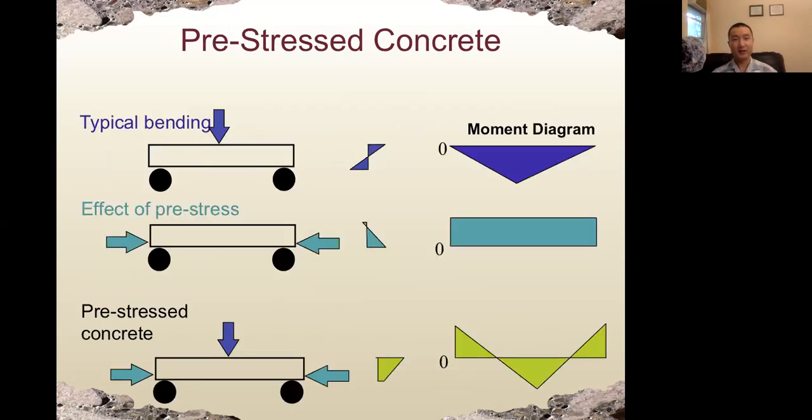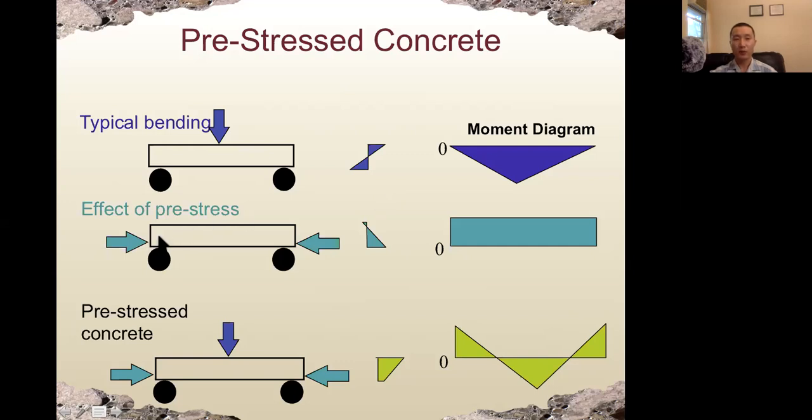All right, and this slide is showing us the idea of pre-stressed concrete. The picture on the top shows the concrete beam in typical bending. And we know how to draw the moment diagram. So in the middle part of the span, the moment will be the highest. At the two ends, we have zero moment.